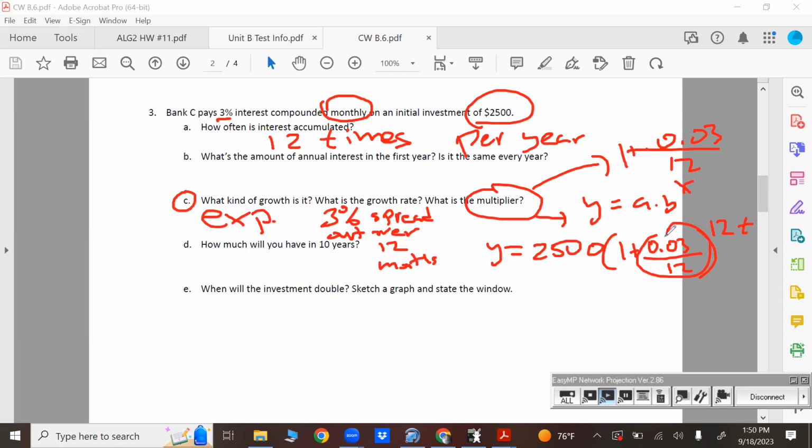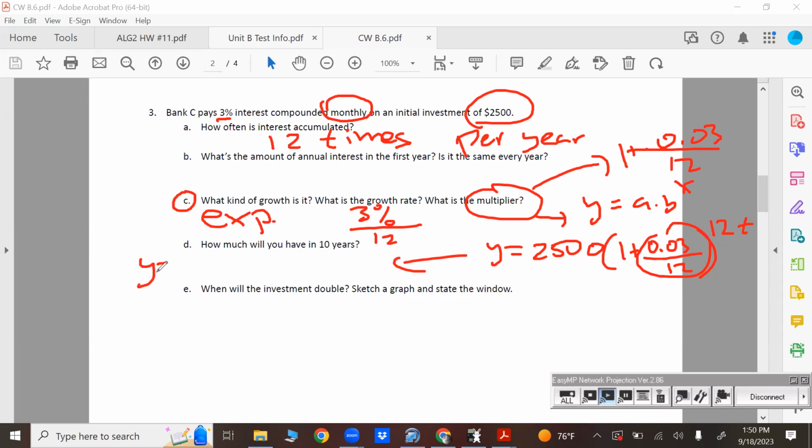If you actually were to work that out, that's going to be what? 0.03 divided by 12 becomes 0.0025, or 0.25% per month, because you're doing 3% divided by 12. So the growth rate, let me back up a little bit here, is going to be 3% divided by 12. Right. So now we have the equation.